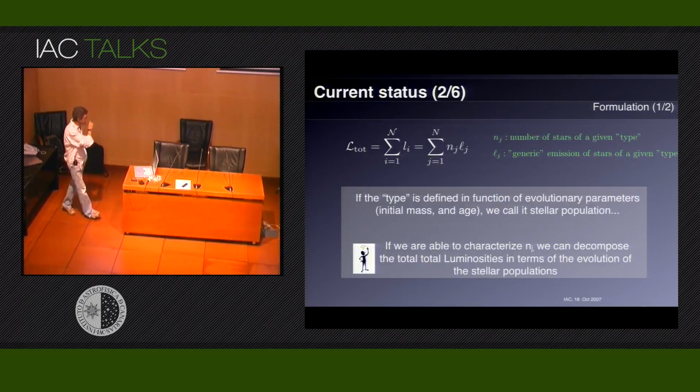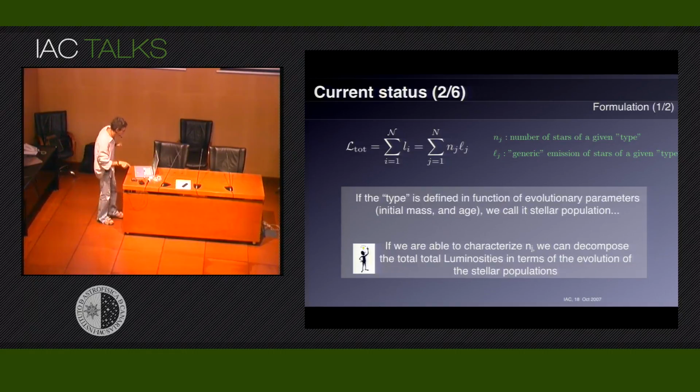So the basic equation is this one: you have the total luminosity, that in a very first approximation is the sum over all the stars you have there. It's very simple. You can also bin the stars in different ways, and say we have a given number of stars of a given type, and the generic luminosity of this type of star, and make the sum. If you define this type as a function of the evolutionary parameters of the stars, you can call it a stellar population. It's quite easy.